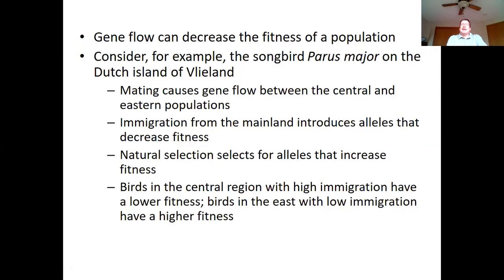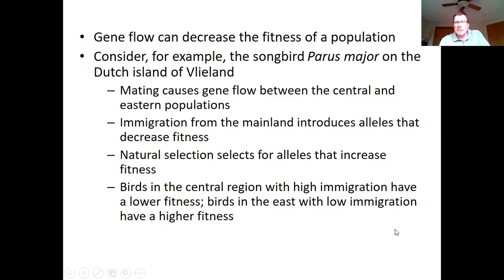Okay. Immigration from the mainland introduces alleles that decrease fitness in their environment, that aren't beneficial. They're beneficial on the mainland, not on the island. So natural selection selects for the alleles that increase the fitness. So what they're finding is that birds in the central region, where there's much more immigration, have lower fitness, whereas birds in the east with low immigration have a higher fitness.